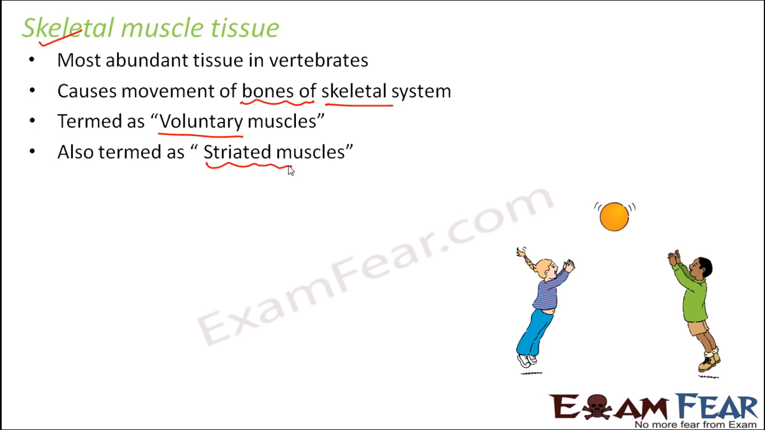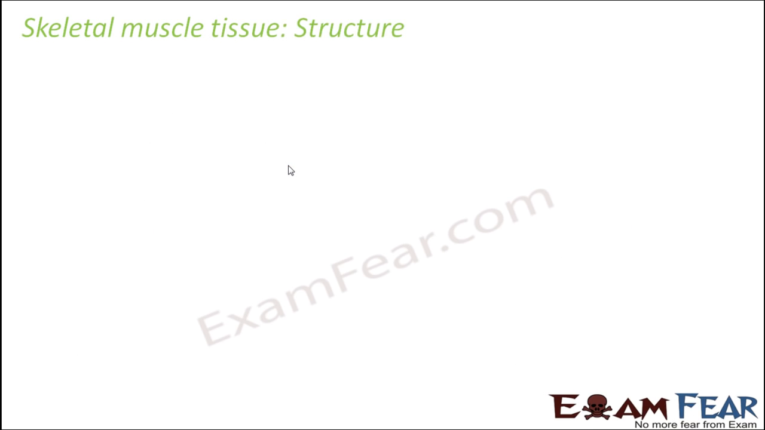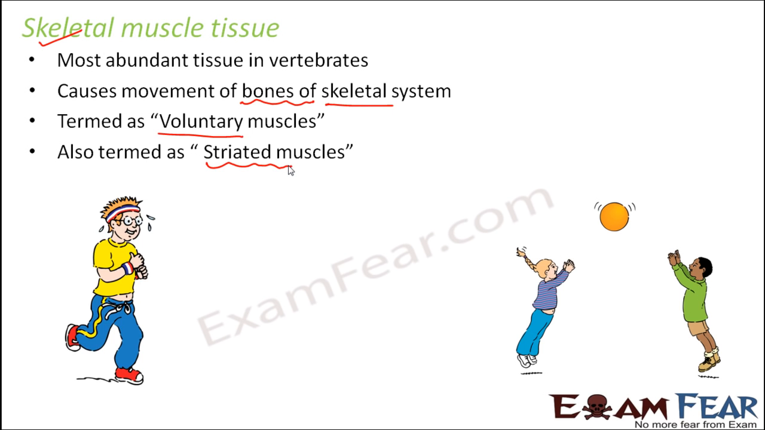Now let us look at some examples where skeletal muscle tissue plays a role. Let us suppose when you are playing, you are moving your hands. Now this movement of your hands or your legs is as per your will. So these are voluntary movements, and the muscles involved are the skeletal muscles. Or when you are going for jogging or running, or you're going out for a walk, you walk when you want to walk. Nobody is actually forcing you to walk. So that means these are all skeletal muscle tissue.